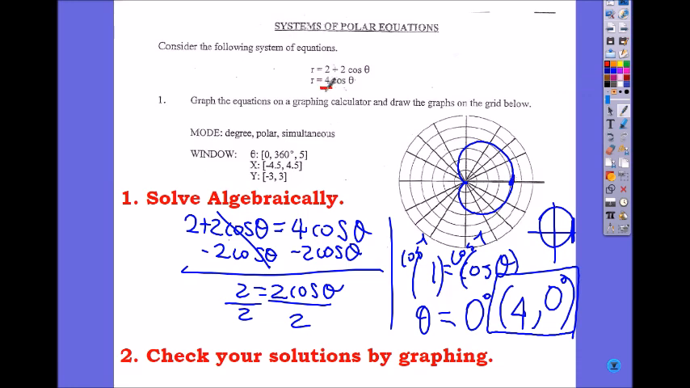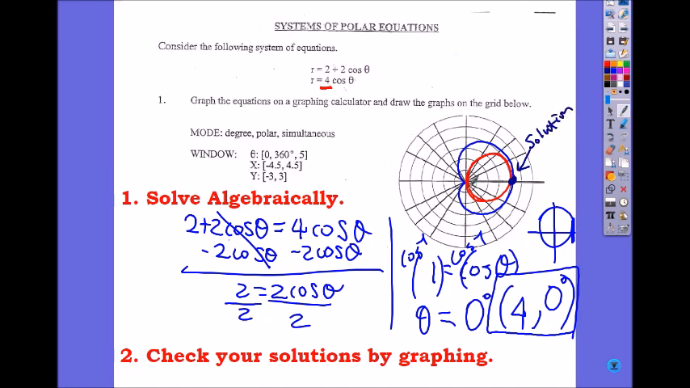What's the whole length? 4. What is the radius then? No, that's the diameter. The radius is 2. The maximum radius is 2. The whole length is 4. That's a diameter, not a radius. So you see how it does go over 4, 0 degrees here. This is the solution.